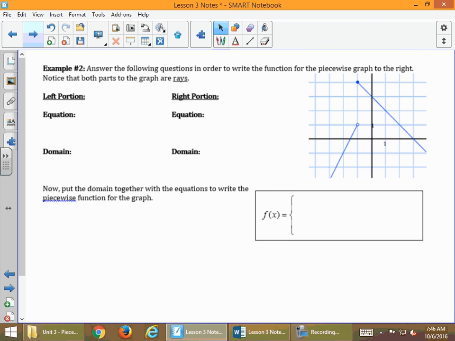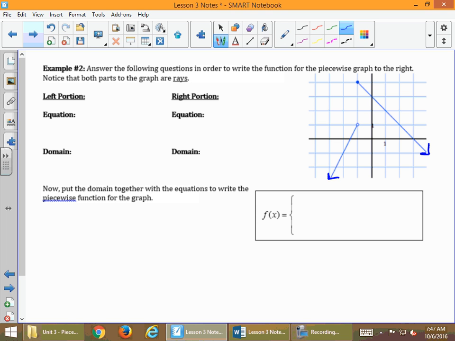Okay. So the left portion of our graph, these are supposed to have arrows on the end. What do you notice is different about these two parts of our graph than the first one? What's different about these two pieces and the three pieces we had here? Yeah, they have arrows.